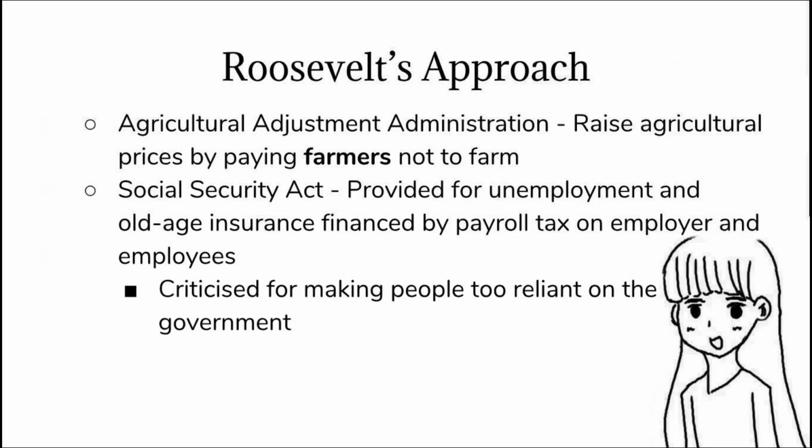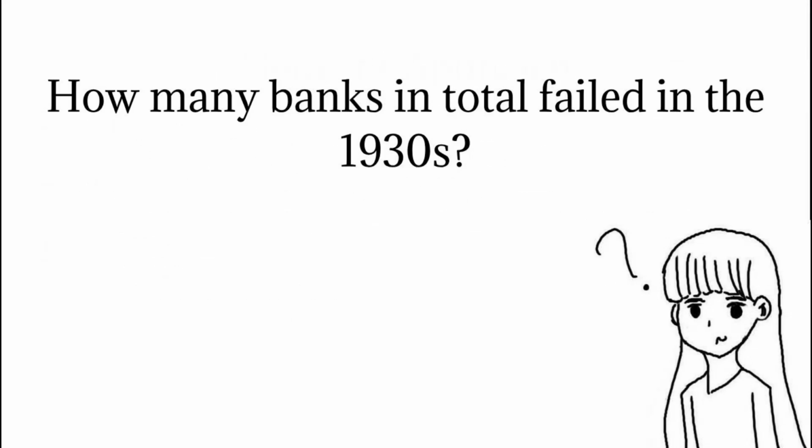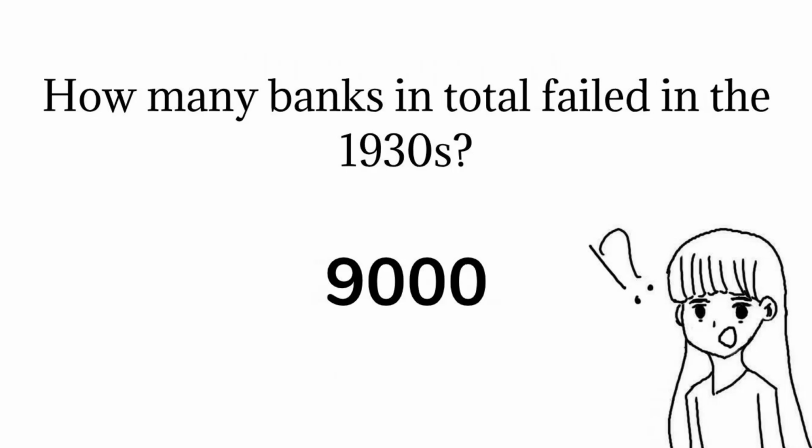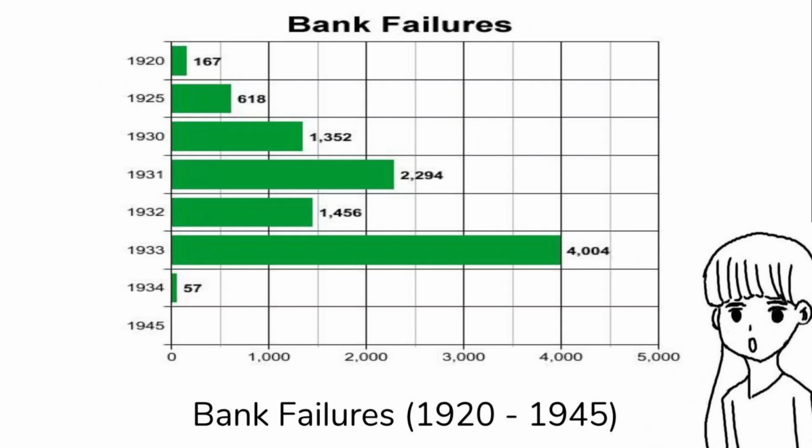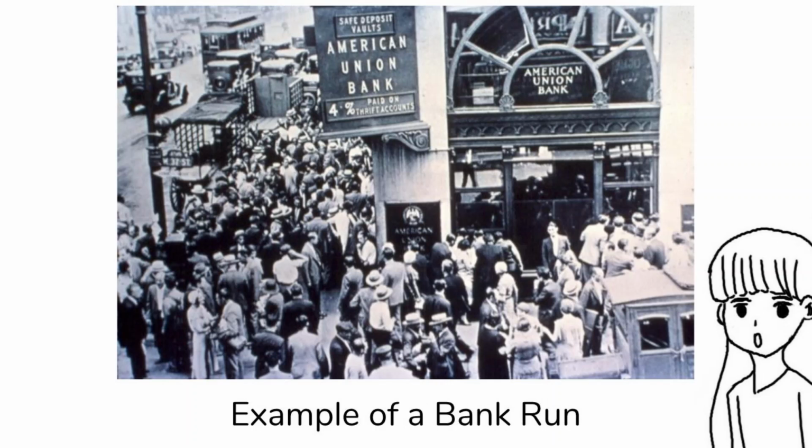On to our next topic. I'm going to start off with a question. How many banks in total failed in the 1930s? The answer is 9,000. Here is a graph about all the bank failures from 1920 to 1945. A lot of banks failed. And because of the bank failures of the crash in 1929, it leads to this. This is a picture of a bank run. There were multiple bank runs.